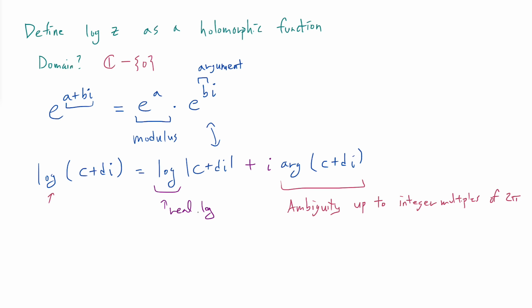So you might think, okay, why can't we just pick something? Why can't we just constrain it? Let me first write this in a nicer way. Instead of c plus di, you can take the logarithm of r e to the i theta. If r e to the i theta is c plus di, then this is log of r plus i times theta. One natural attempt you might try is to let 0 less than or equal to theta less than 2 pi.